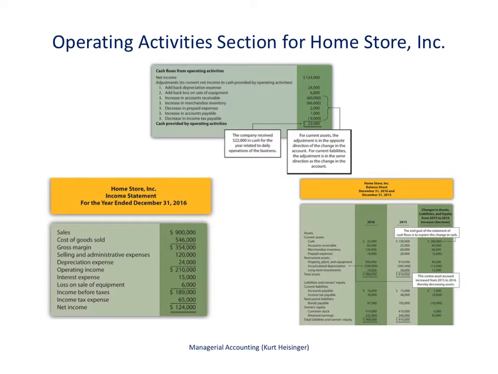Okay, so now we'll actually take a look at some numbers. Let's do this in detail. This is the operating activities section for Home Store Inc., and we're going to be using this example throughout this video. At the very top up here, you will notice that this is the completed operating activities section of the statement of cash flow. Remember, there are two other sections, but we're just focusing on the operating activities section right here.